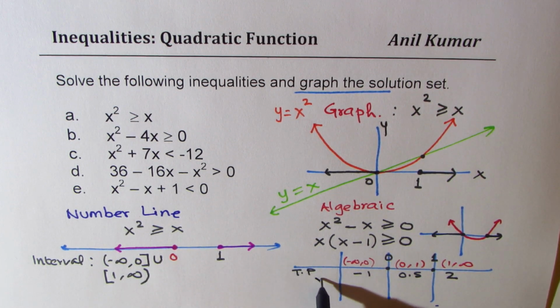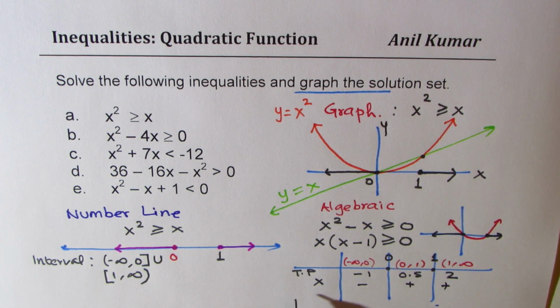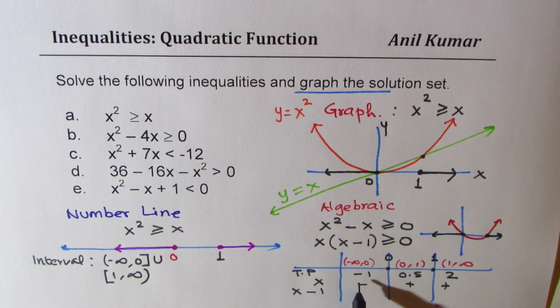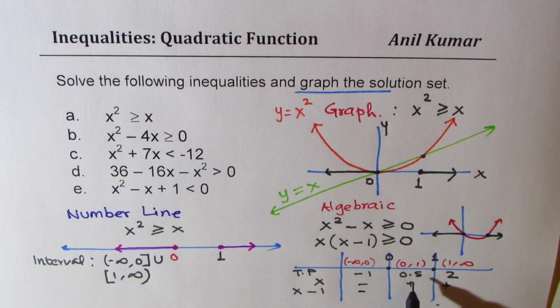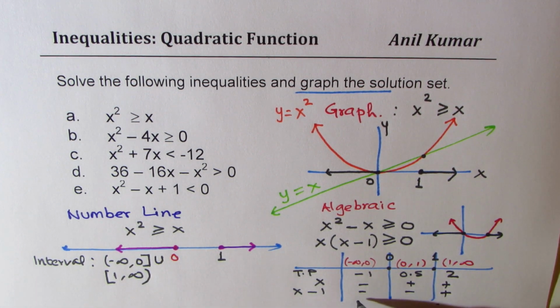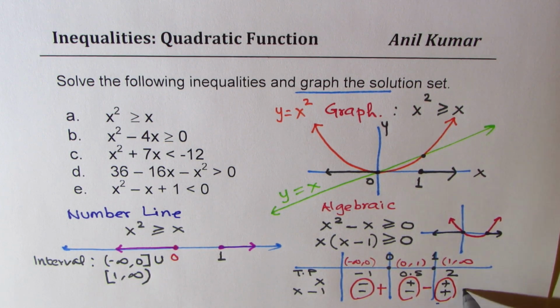As far as x is concerned, it is going to be negative for minus 1, positive for these two. And as far as x minus 1 is concerned, it will be negative here, and at 0.5 it will be negative, only for 2 it is going to be positive. Now, when you multiply two negatives, you get a positive. But when you multiply positive and negative, you get negative. Here, you get positive, right?